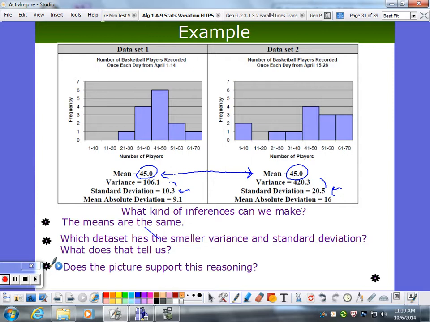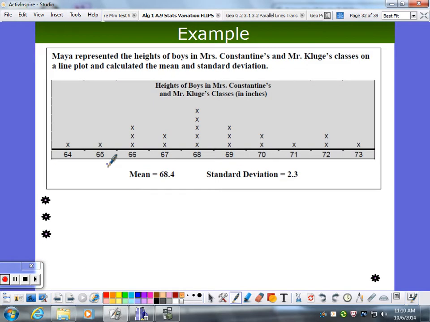Okay? And when I look at the pictures, these are the number of people that showed up each day. Are we clustering closer to that 45 mark? Look how it's close together. And then this data is farther apart. And that's what standard deviation and mean absolute deviation are trying to tell you. Okay, that's kind of the big idea of all this.